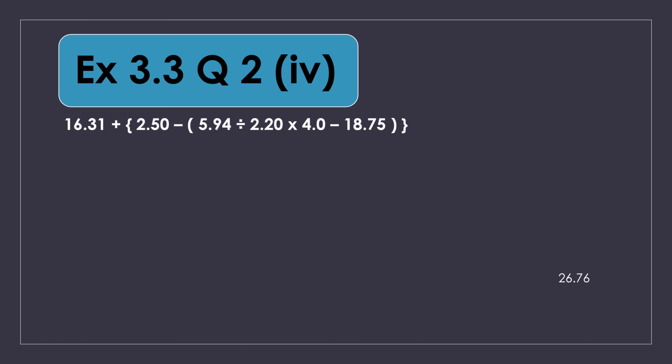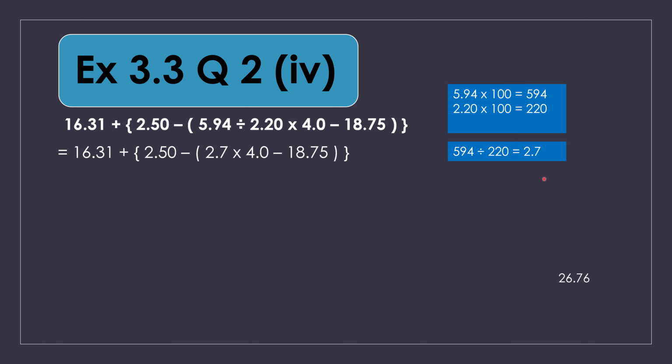This is exercise 3.3, question number 2, part 4. Now we have two brackets in this question, parentheses and braces, and inside the parentheses we have 5.94 divided by 2.20 into 4.0 minus 18.75, and we will do the division first. For division we have to remove the decimal. We have to multiply each number by 100 to remove the decimal, then we can divide them. And after division we get 2.7.